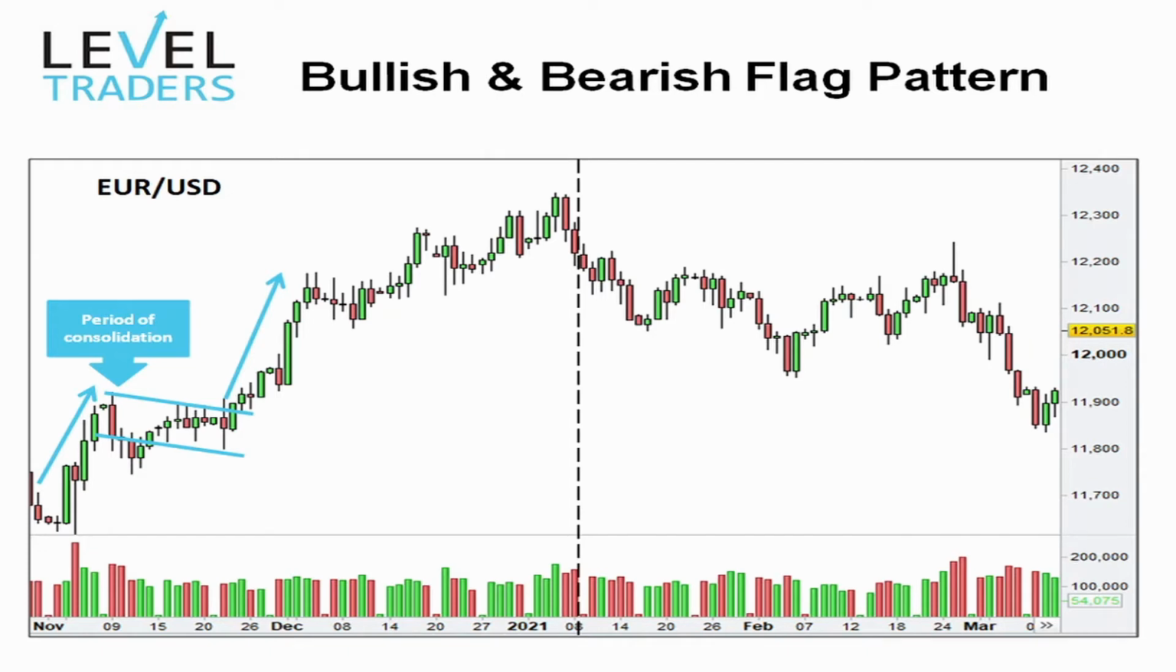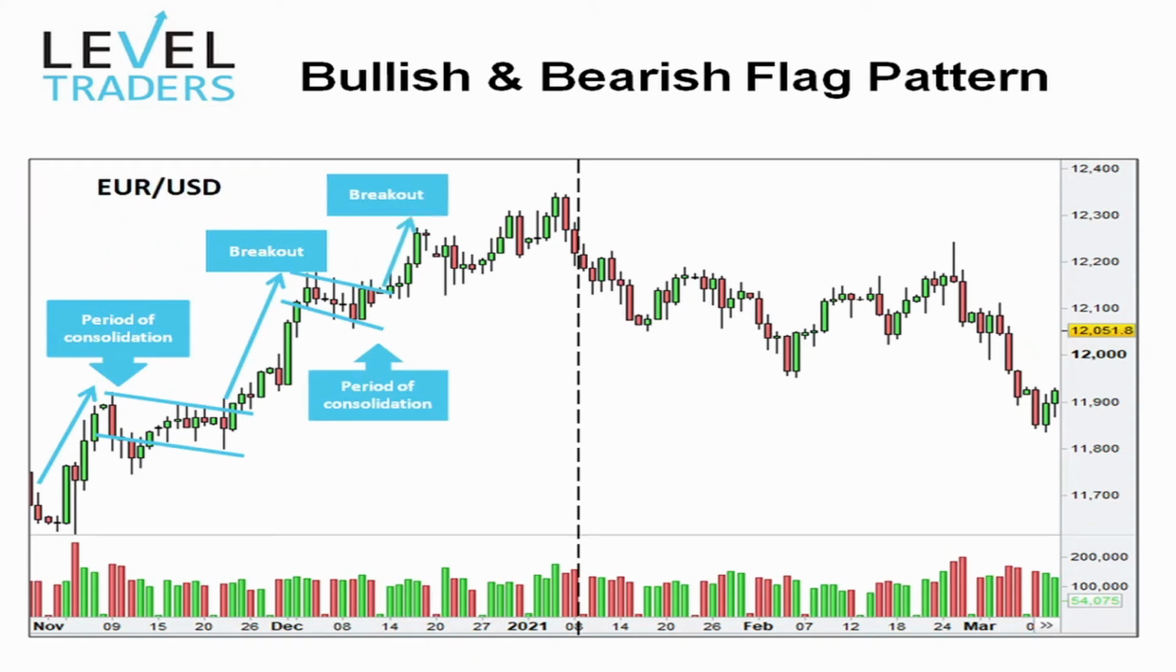Then if we look, you can see the pattern playing out a further three times. So the same process. You've got the period of consolidation, the breakout, then again the period of consolidation, followed by the breakout. So the same thing playing out three more times. But then look what happens at the start of 2021. There's no period of consolidation on the bullish flag pattern. That changes everything, and the bull flag doesn't play out this time.